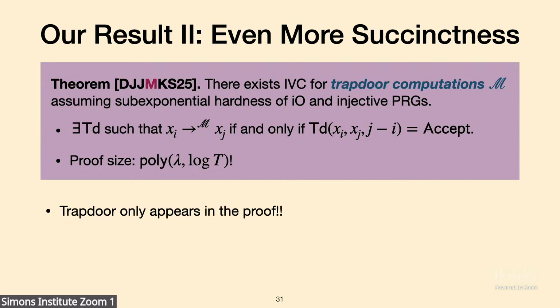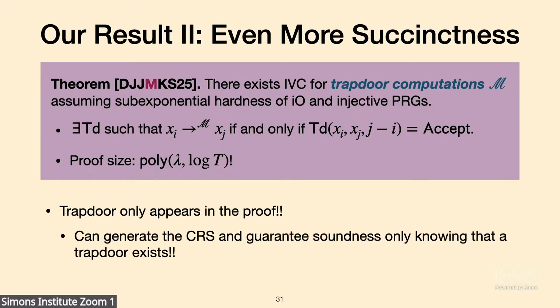At this point, I want to say the trapdoor only appears in the proof. This is kind of like the universal SNARK talk from yesterday. It's quite inspired by it, actually. So the person who delegates does not need to know this trapdoor, and that's what makes this useful in applications. You can generate the CRS, and you can guarantee soundness even if you don't know this trapdoor. And you can guarantee adaptive soundness.